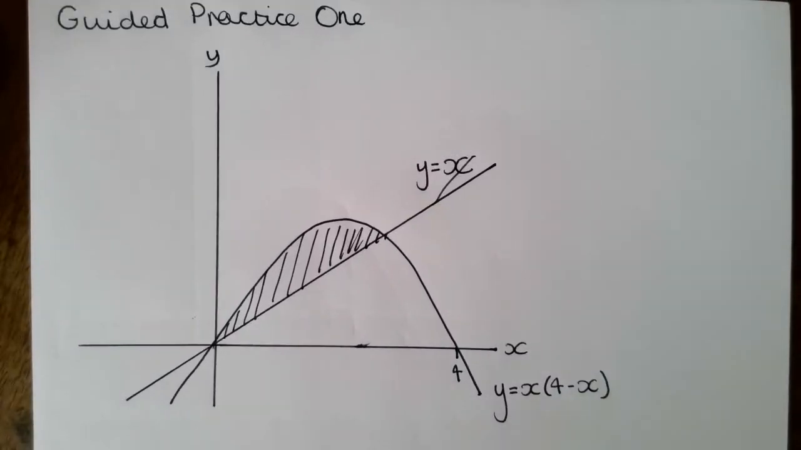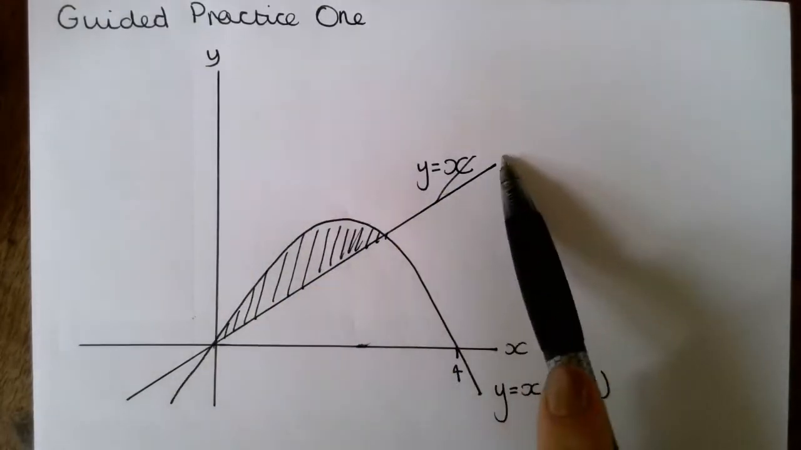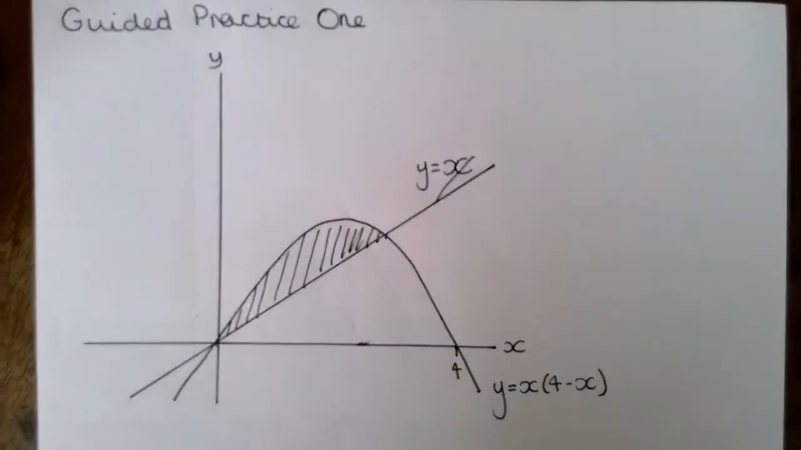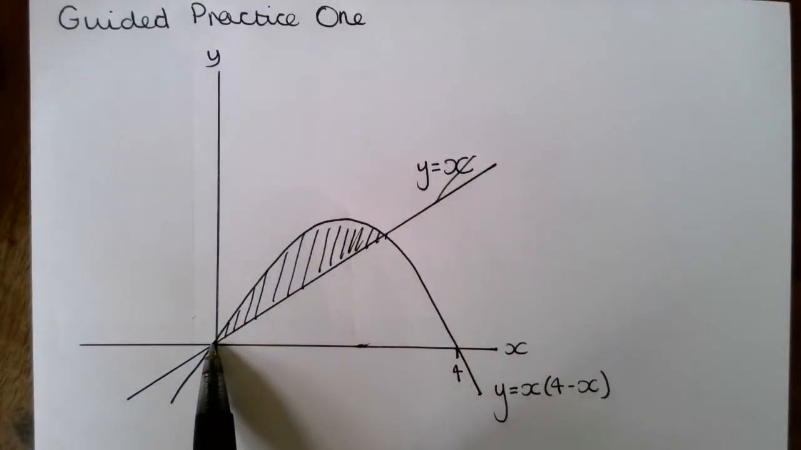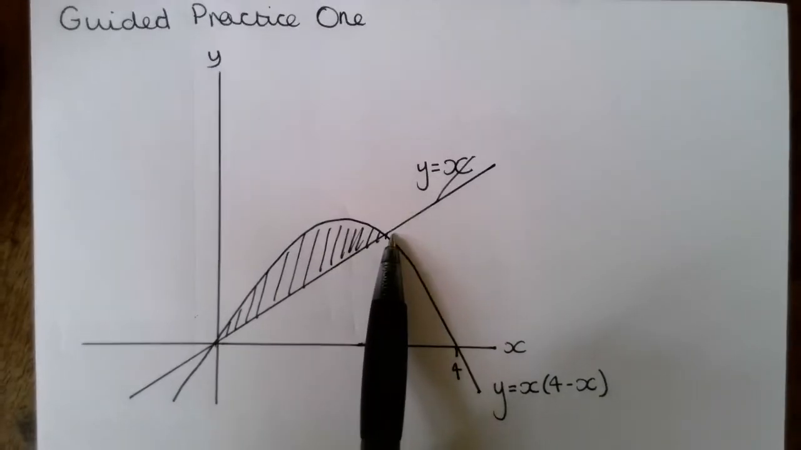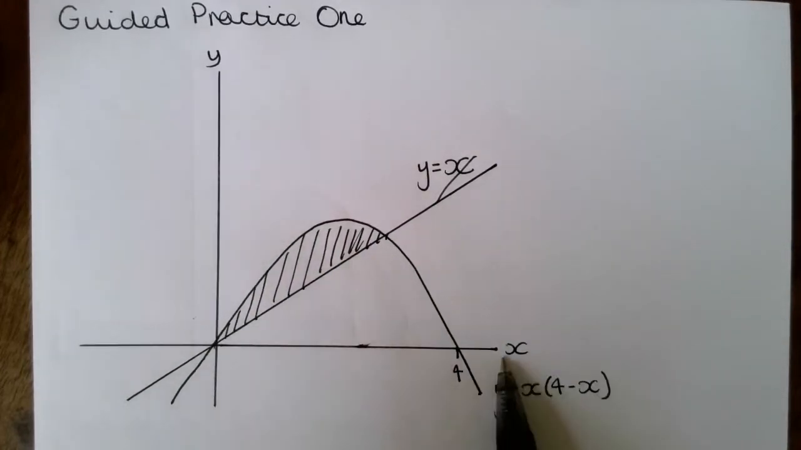We're now going to look at using integration to find the area of a shape that is not necessarily bounded by the x-axis. So here we've got the area of a curve bounded by the line y equals x. Now previously, in last lesson, we were integrating from one point to another to find the area of the shape of the curve bounded by the x-axis.